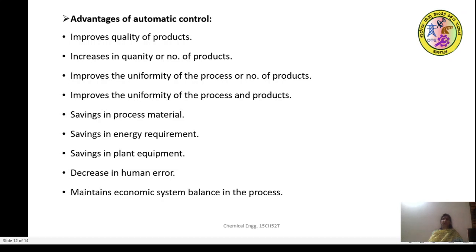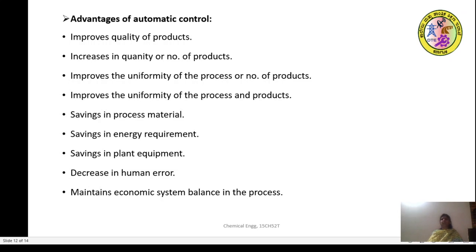Having understood the examples, I think you have got an idea of what the advantages of automatic control would be. It improves the quality of the products, and it also increases the quantity of products. It also improves the uniformity of the process and the products. Uniformity of any process or product can be achieved by the use of automatic control.